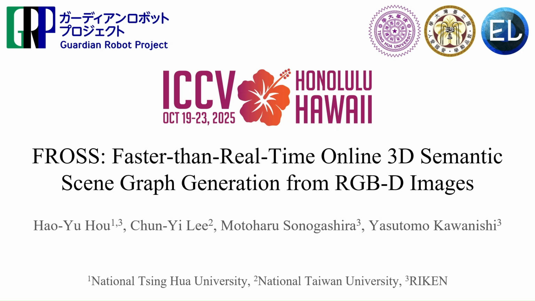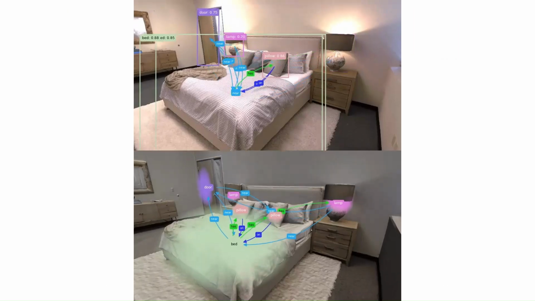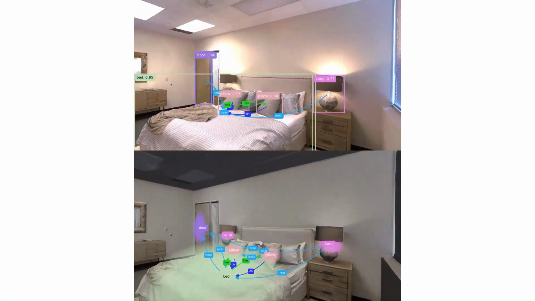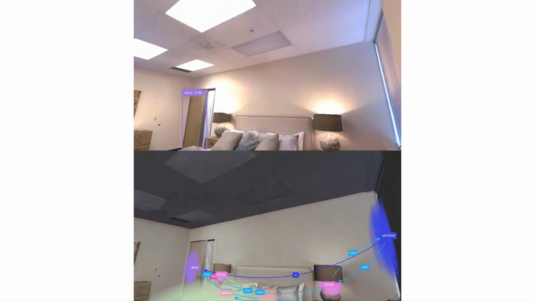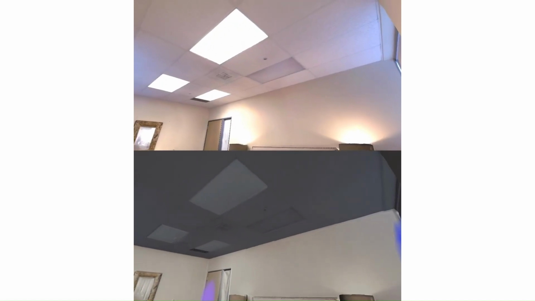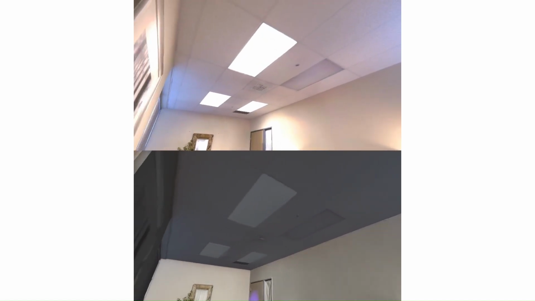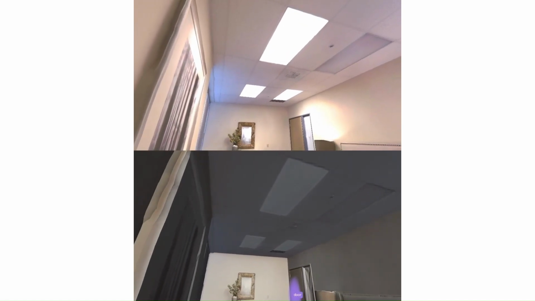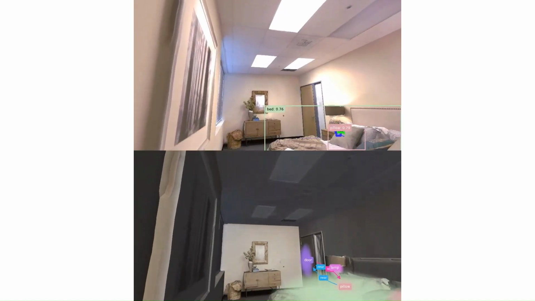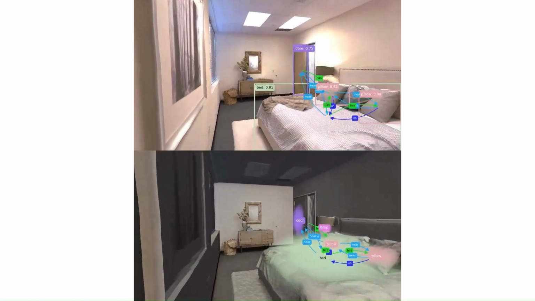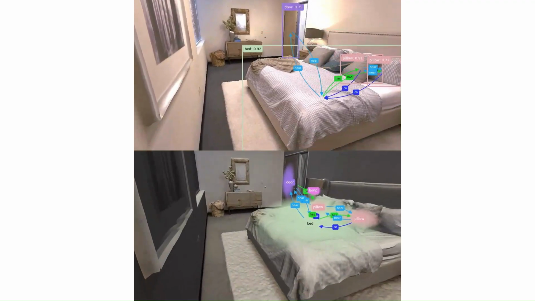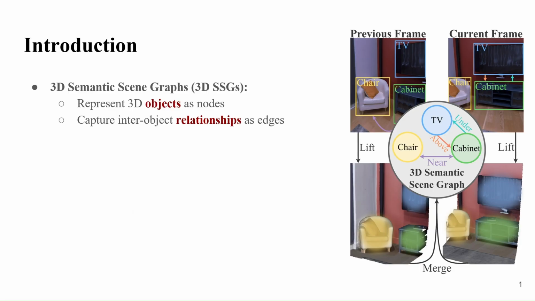Hello, I'm Hao-Yu, and I'm presenting FROSS, faster than real-time online 3D semantic scene graph generation from RGB-D images. FROSS is a framework for generating 3D semantic scene graphs incrementally in real time. It achieves real-time performance by abstracting objects as 3D Gaussians instead of more common representations such as point clouds. More demonstrations of FROSS can be found on our project page.